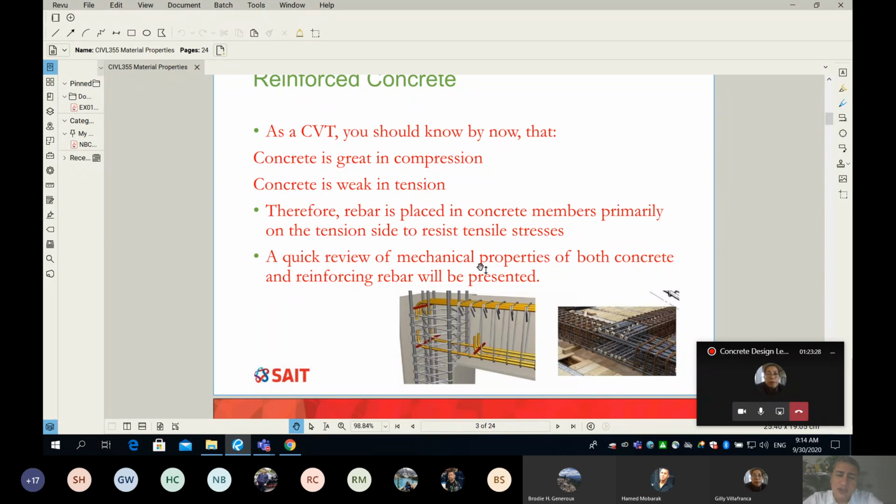Anyway, there is a long history for that. I'm not really going into the history. There is no time for that. But if you're interested, there is lots of literature on the internet to tell you the history of reinforced concrete. So concrete, and then we place rebar into it.